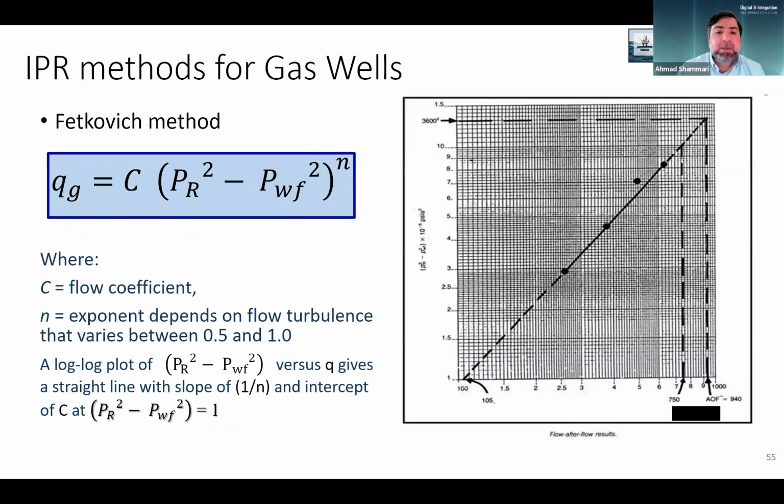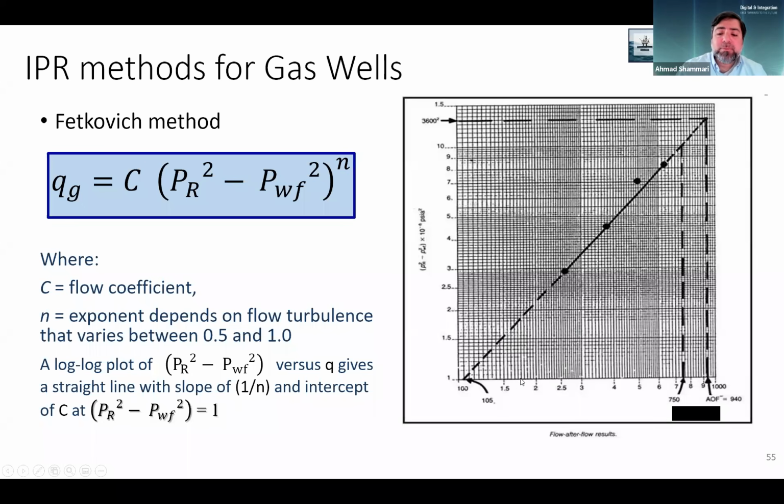Okay. IPR methods for gas well, right? Remember in the beginning when I talked about PI, and I said for gas wells, we can say that Q equals J times P reservoir square minus PWF square, where this is not very, I would say, reliable. And the best way is to use what we call Fitkovich method. So Fitkovich method requires that you are going to have multiple tests, 3 or 4, okay?